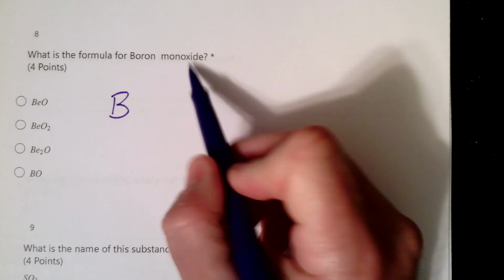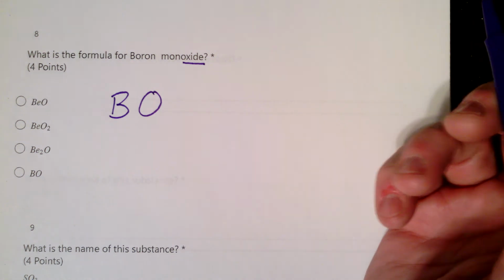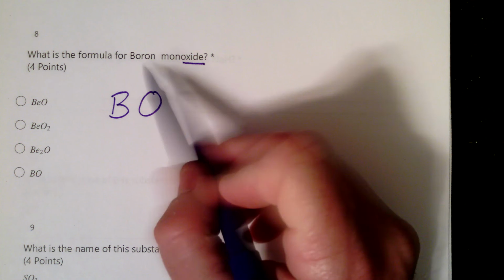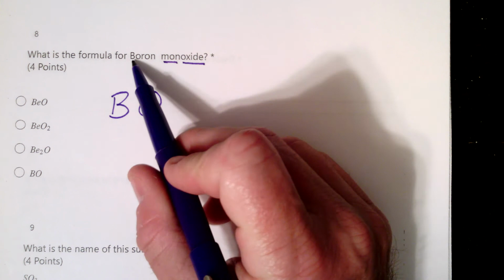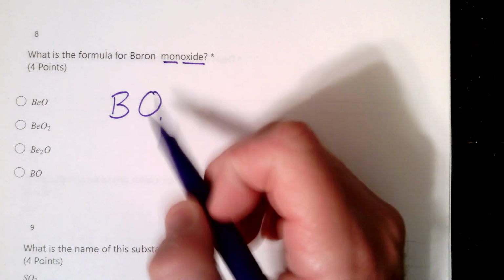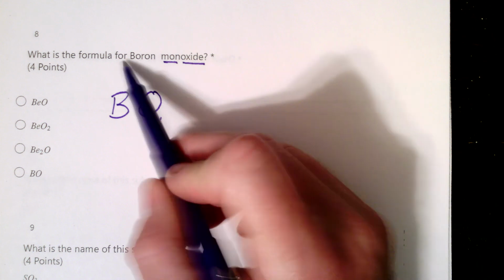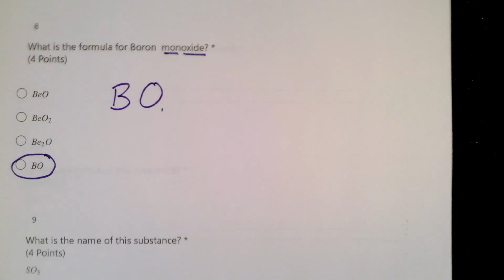Boron monoxide. Now, boron is the letter B. Oxygen is letter O. Mono means there's only one oxygen. There must only be one boron, otherwise it would have a prefix of di, tri, tetra. It would have some prefix to tell you that there is more than one. So the correct formula for boron monoxide is just BO.